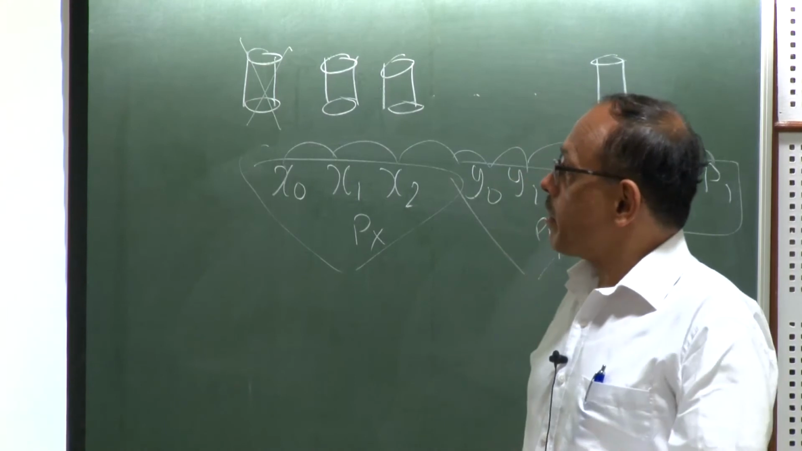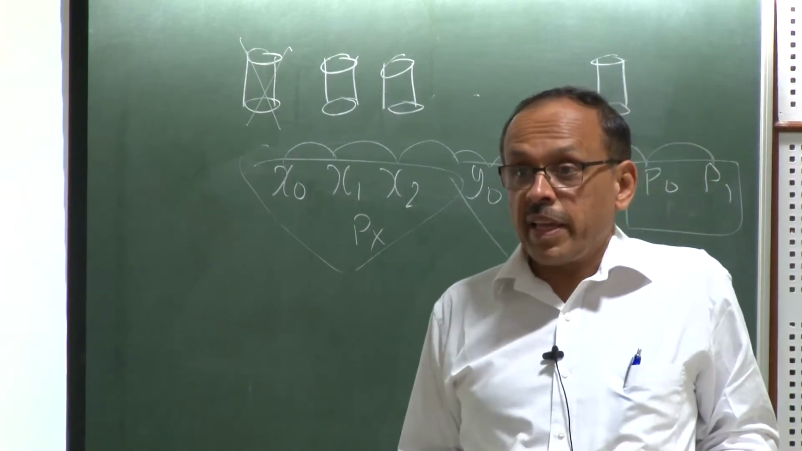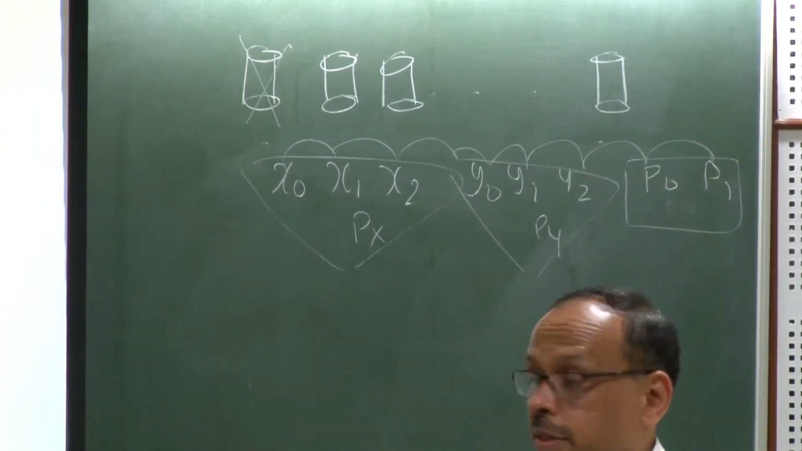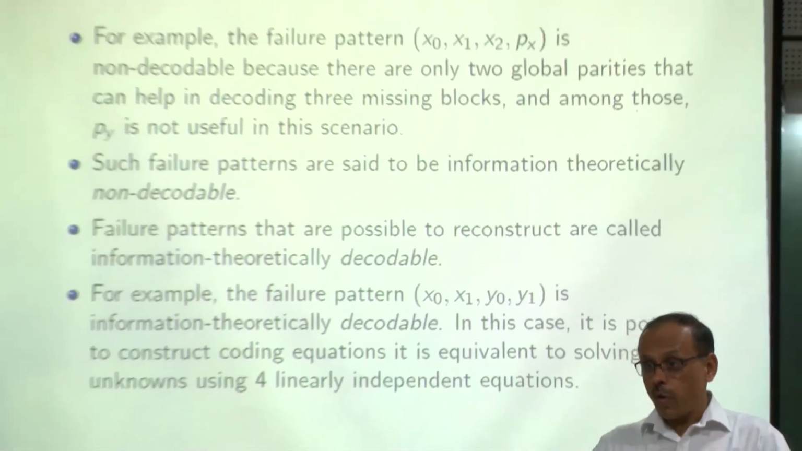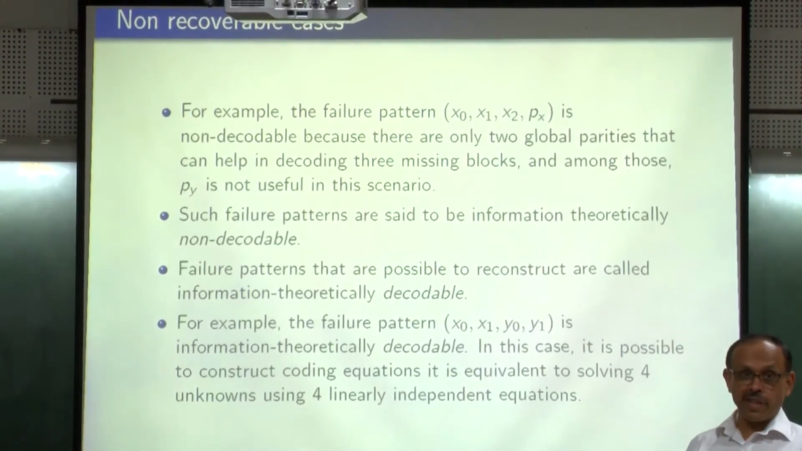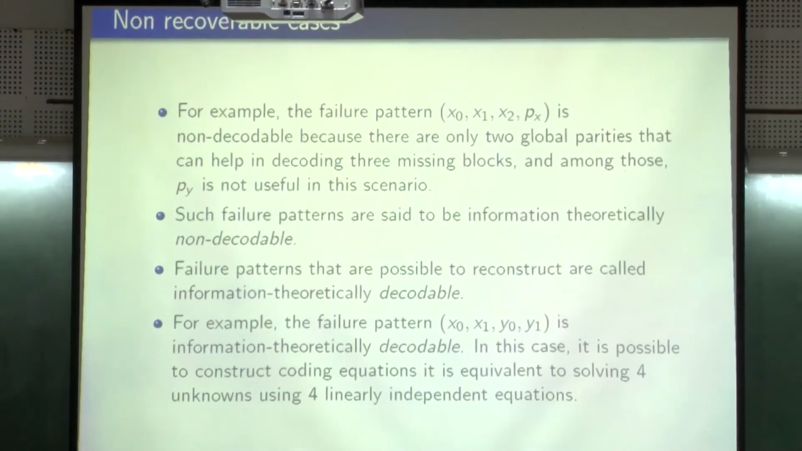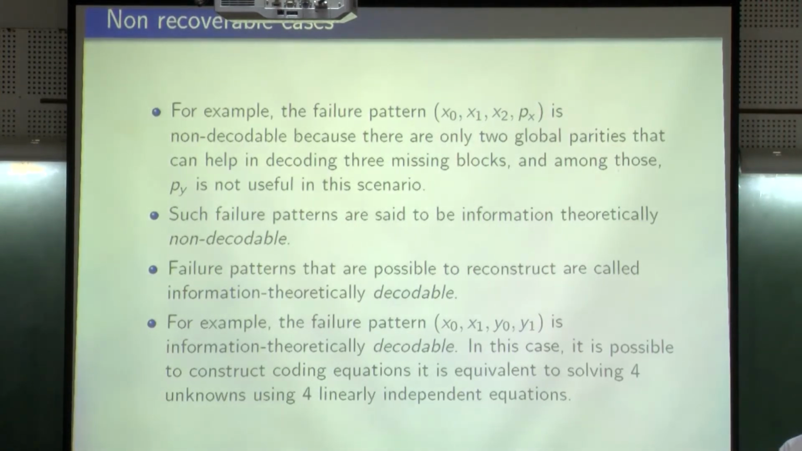Obviously, such failures are sometimes non-decodable anyway, because the constraint that we have imposed on local reconstruction is that the code locally should be able to reconstruct. So obviously, if you remove the whole local group, there is not enough global equation to recover it, and information theoretically it is impossible to decode. For example, the failure pattern x0, x1, y0, y1 is decodable.